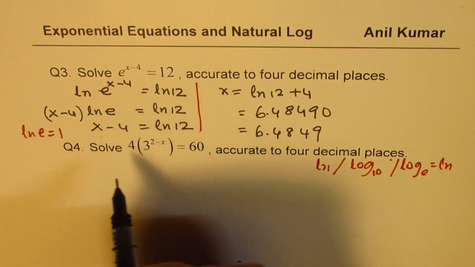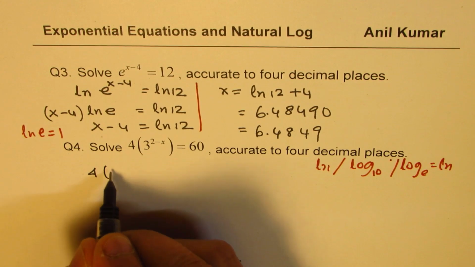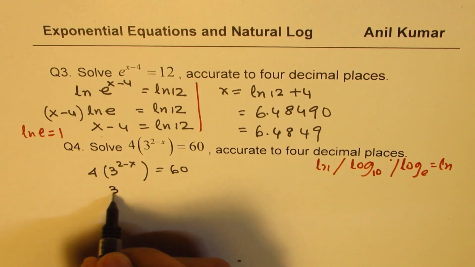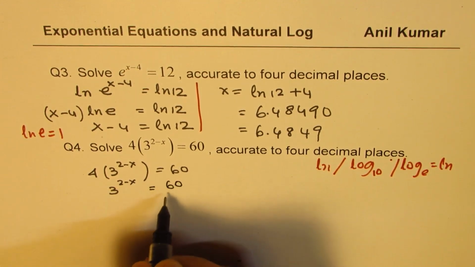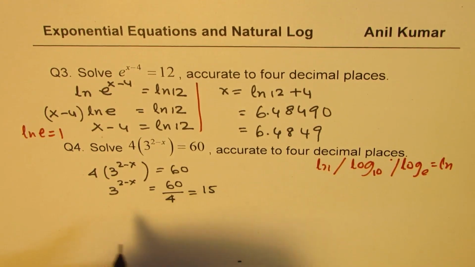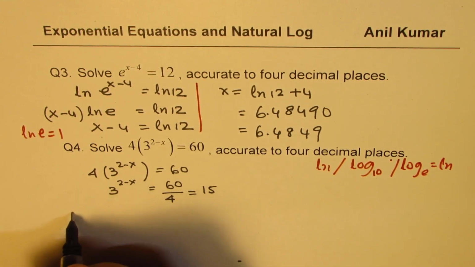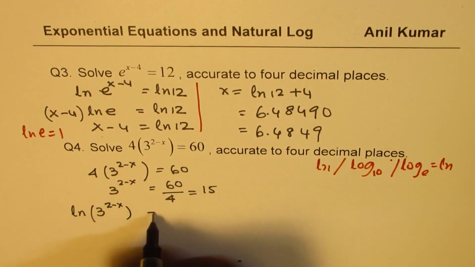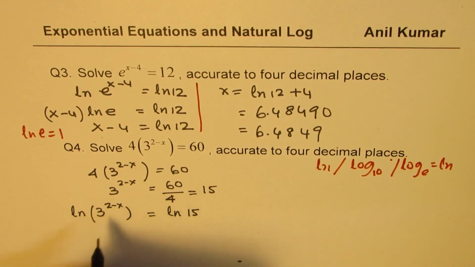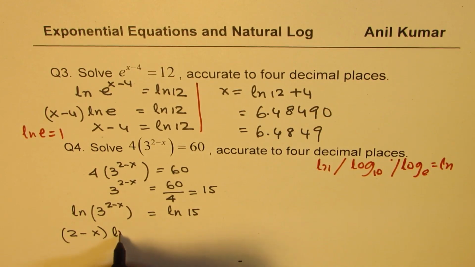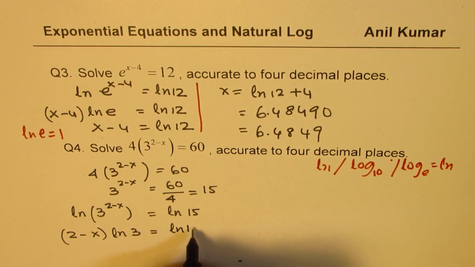Fair enough? Okay. So this equation is 4 times 3 to the power of 2 minus x equals to 60. So we divide by 4. 3 to the power of 2 minus x equals to 60 divided by 4. Is it okay? So 4 times 15 is 60. So that is what 3 to the power of 2 minus x is. Let's take natural log both sides. We'll say ln 3 to the power of 2 minus x is equals to ln 15. Or we can write this as 2 minus x times ln 3 equals to ln 15.